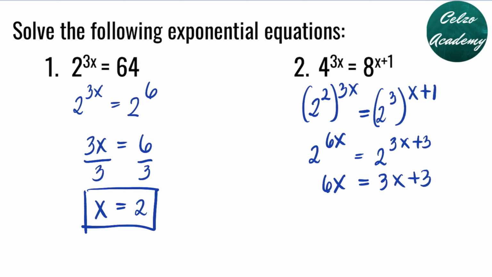Now we need to isolate the x on one side. So we can subtract 3x from both sides of the equation. 6x minus 3x is 3x, is equal to 3x minus 3x is 0, so the right side is 3. Dividing both sides by 3, our x value is equal to 1.